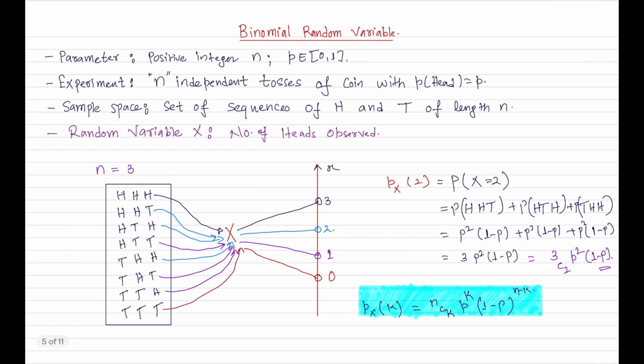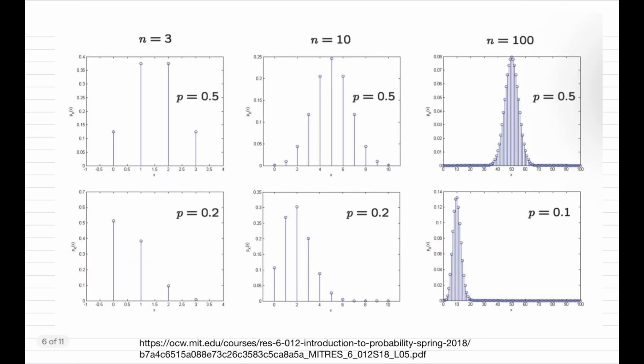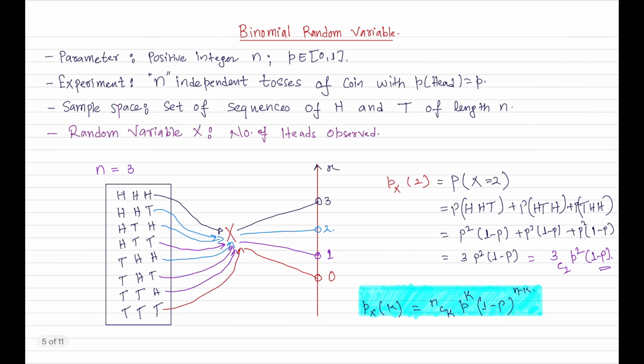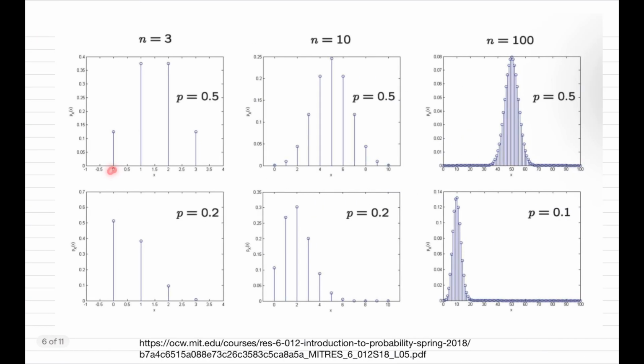As you can see in this example, on the plot, on the y-axis we are showing the probability that the random variable can take, and on the x-axis we have the values. For this example, the random variable x can take 0, 1, 2, 3. So what we are observing here is that our coin is unbiased. That means we have a 50% chance that we will get the head and a 50% chance that we will get the tail. We are doing this trial 3 times.